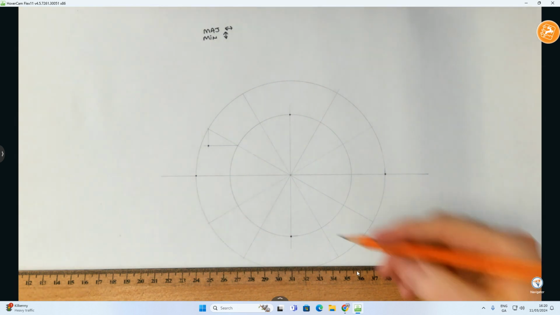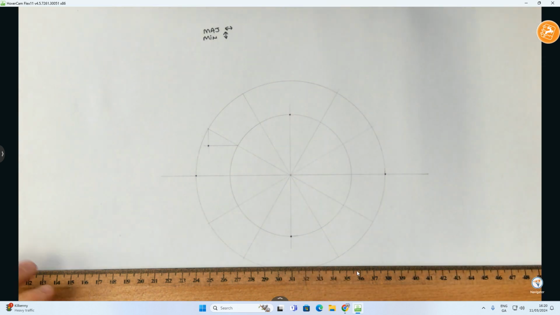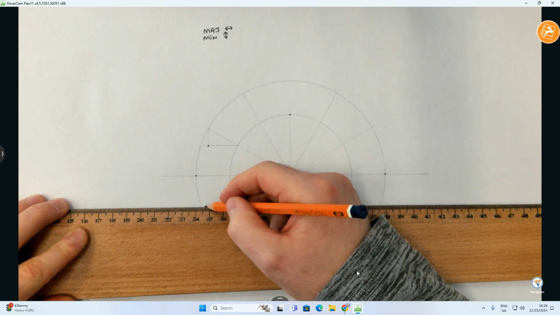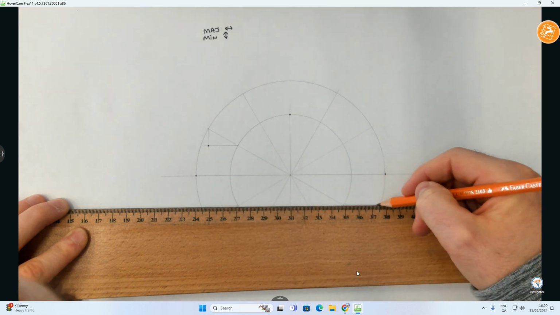All I do is repeat that sequence for every division line as I go along. Now you can get a bit quicker, so watch here. Anywhere it cuts the minor circle, I'm going to go either left or right.